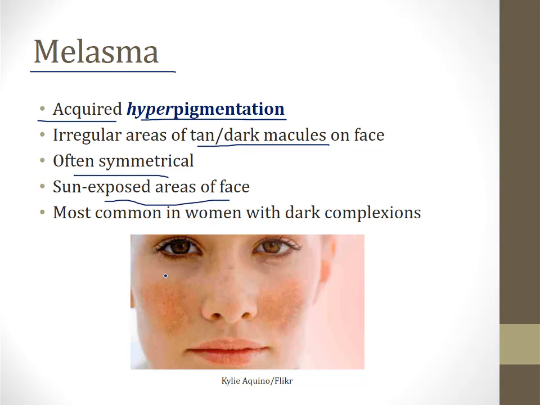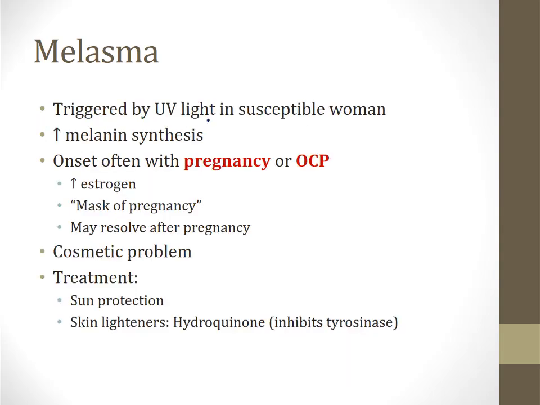This woman has melasma, and she has these dark tan spots on her cheek. These are symmetrical and in the sun-exposed areas of her face. And it's more common among women who have dark complexions at baseline. Melasma is triggered by UV light in a susceptible woman, and this leads to increased melanin synthesis. Like I told you before, this is like the opposite of albinism.